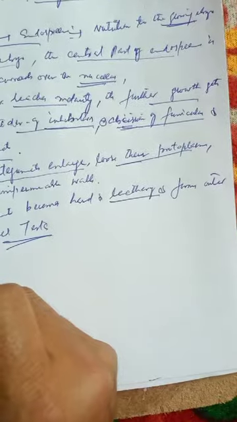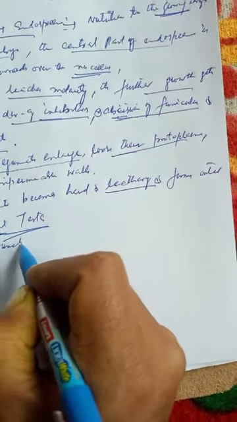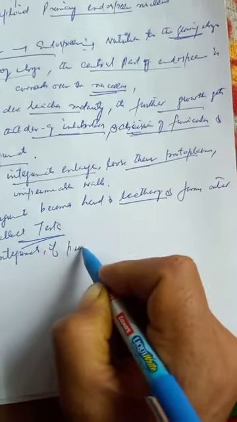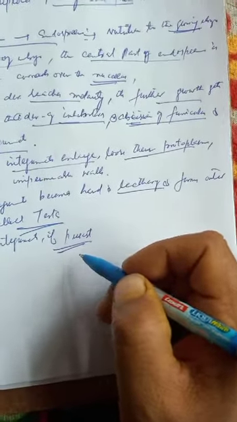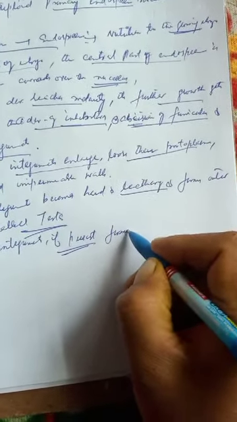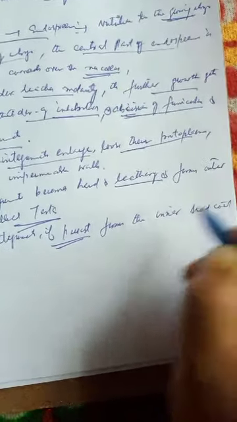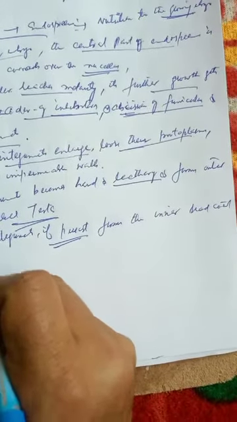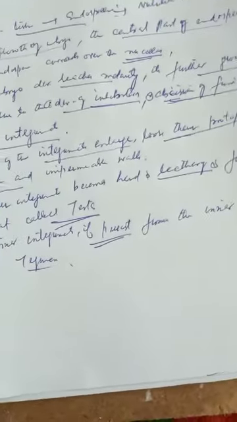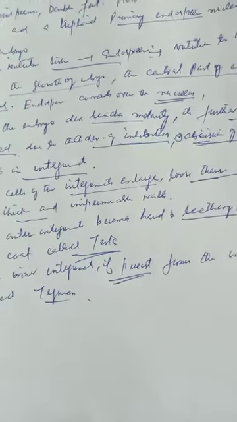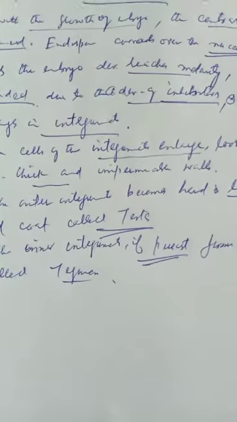The inner integument, if it persists, that means it is not present in all, forms the inner seed coat, called tegmen.